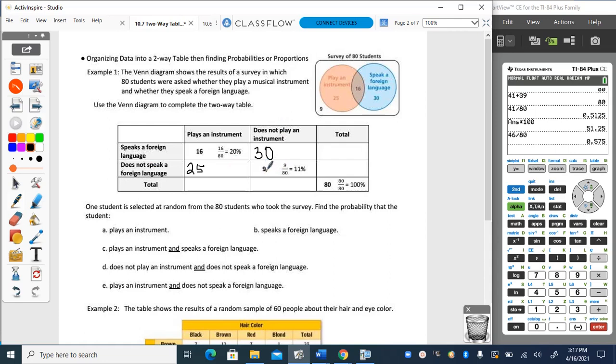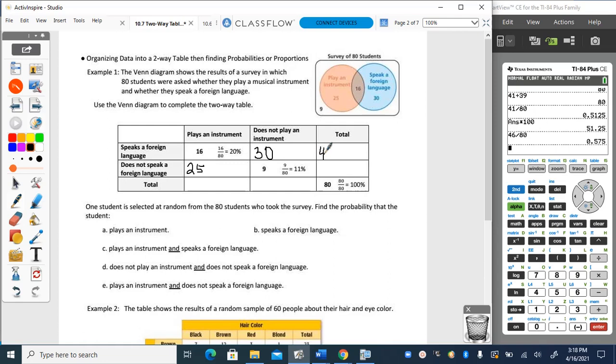That's those 9 students. So now out here on the side, you probably see totals. That just means we want to have the total of students who speak a foreign language, who don't speak a foreign language, who play an instrument, who don't play an instrument. So let's look at speak a foreign language. What's the total of students that speak a foreign language? Well, that would be 16 and 30. We'd have to add those up. So what's 16 plus 30?